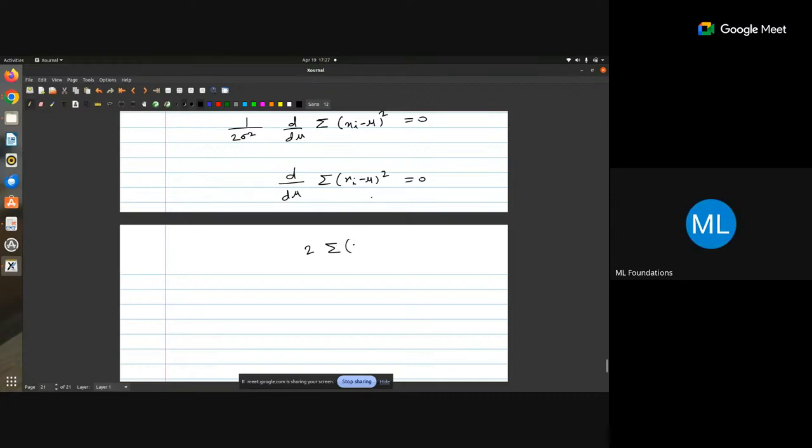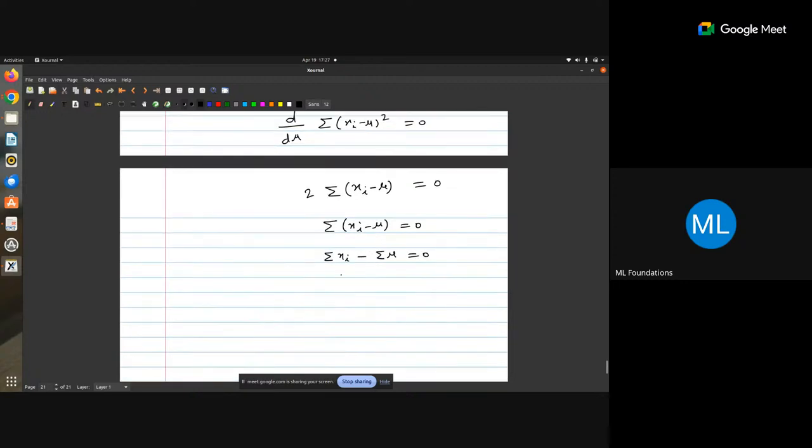So what is the differentiation here? I can actually expand this term, or I can basically take the derivative like this and make it zero, right? Again, this 2 can go here, and I'll remain with the summation of xi minus mu equals 0. So basically this becomes summation of xi minus summation of mu. The summation of xi will remain as is, but this summation is from i equals 1 to n, so basically I am summing mu n times. So I'll get minus n into mu equals 0.